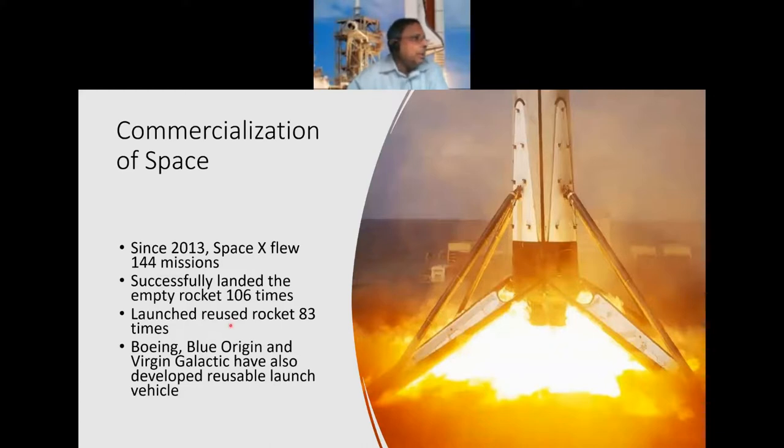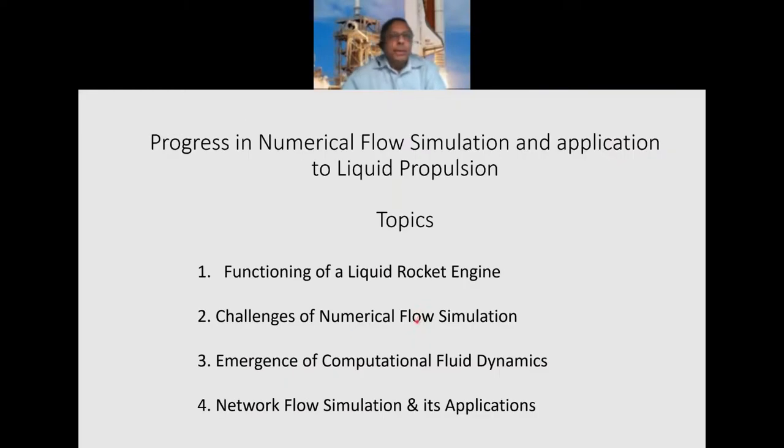106 times they have been able to successfully land the rocket, either on the ground or even on an ocean barge. And 83 times a reused rocket was launched. So that is really the real cost saving. And other companies have also come up, Boeing, Blue Origin, Virgin Galactic, they have also developed reusable launch vehicles. So that concludes my first part of the talk.